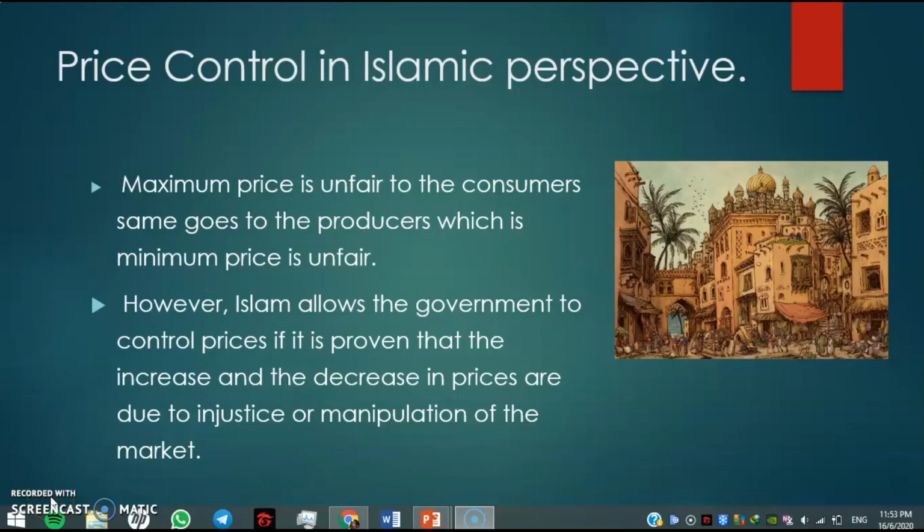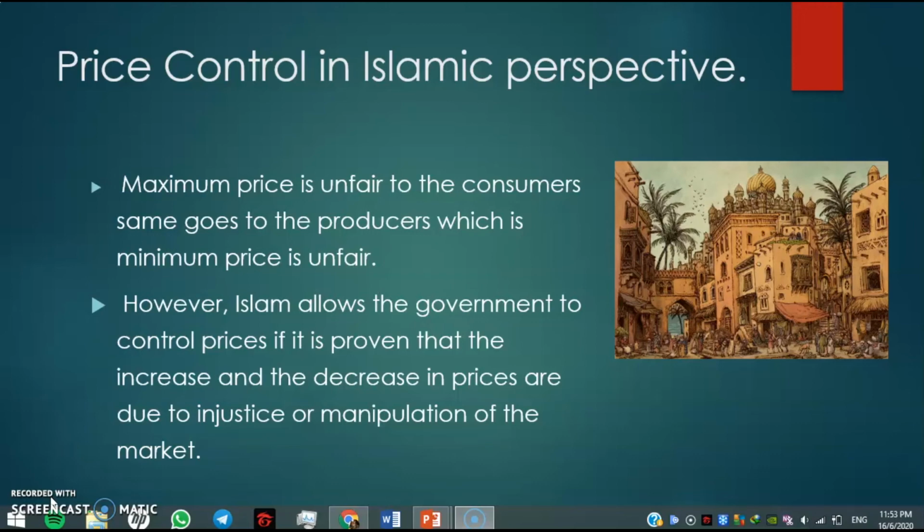Maximum price is unfair to the consumer. The same goes for the producer, where minimum price is unfair. This shows that the Islamic perspective does not focus on only one side but on both sides, producer and consumer, to achieve fairness. However, Islam allows the government to control prices if it is proven that the increase and decrease in prices are due to injustice and manipulation of the market.